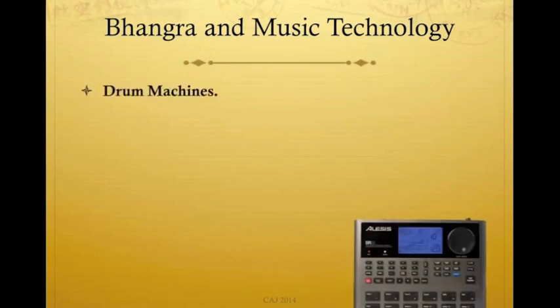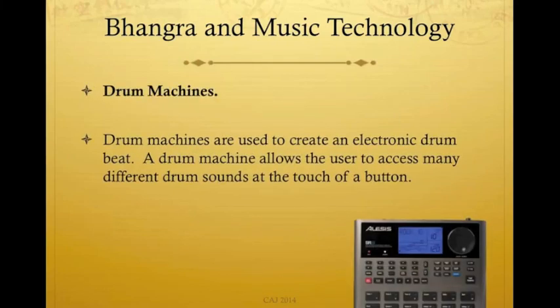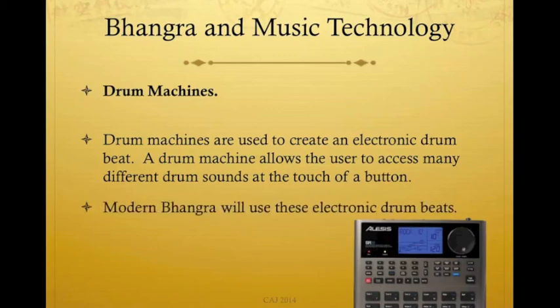Okay, and the other technique we're going to look at is drum machines. A drum machine is used to create an electronic drum beat, and it allows the user to access many different types of drum sounds just through the touch of a button. Obviously, a lot of these drum sounds are electronic, and that's how you get a lot of dance drum beats. Rather than having a drummer sit behind a drum kit and play it, that wouldn't be the right sort of sound for a dance track.